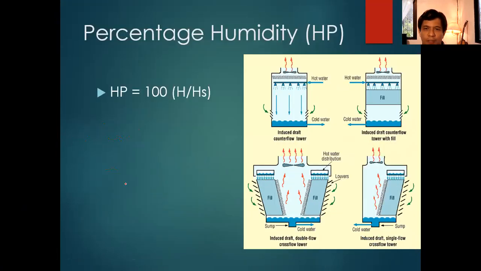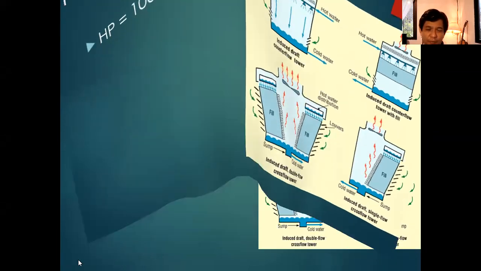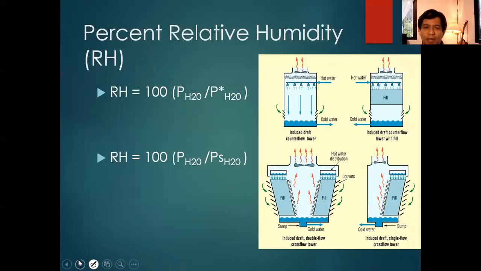And then we have the percentage humidity, HP. This is just 100% times the actual humidity, H, divided by the saturation humidity, HS. Okay? Percentage humidity. But actually, that is not the commonly used one. The most commonly used is the percent relative humidity, or RH. The definition of RH is 100 times pH2O divided by P star H2O. P star H2O is the saturated vapor pressure of water, and pH2O is the actual vapor pressure of water in the air. Do you have any questions?